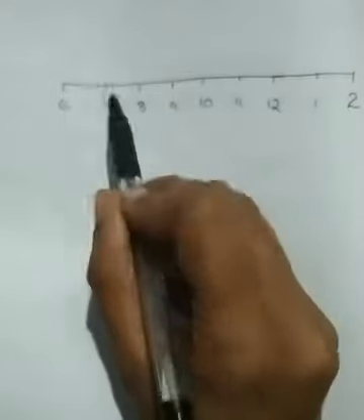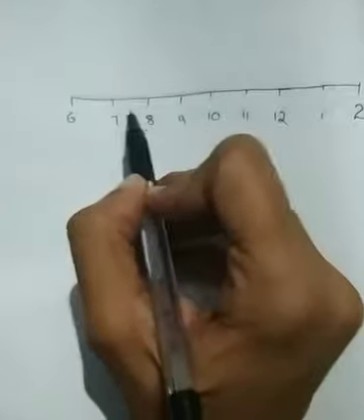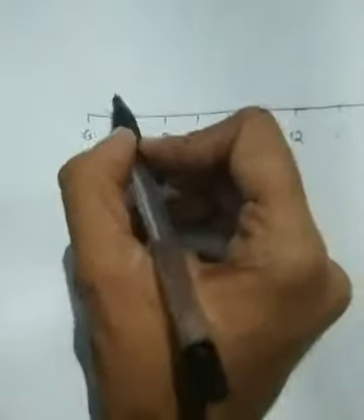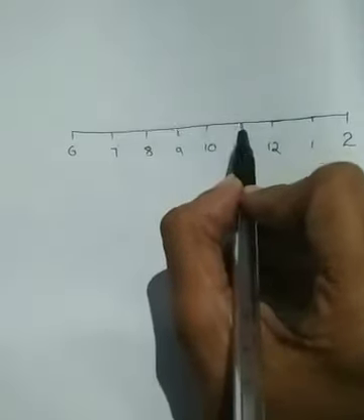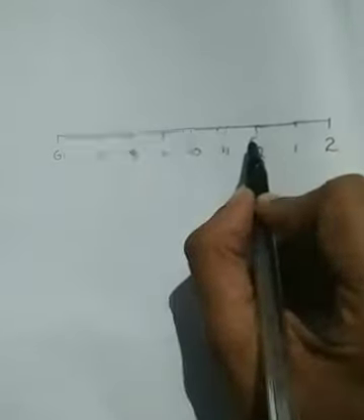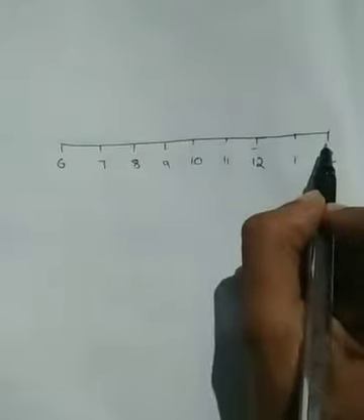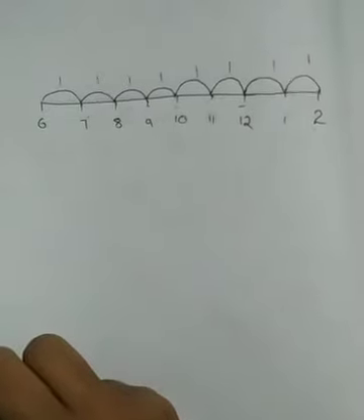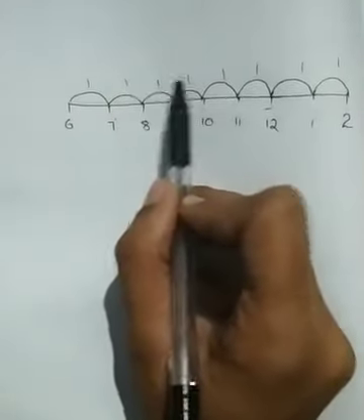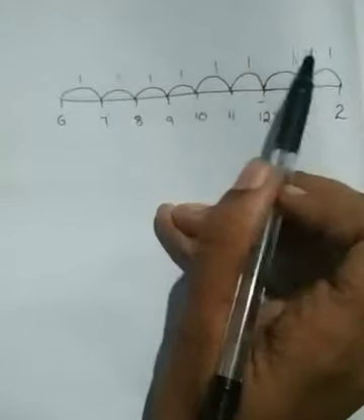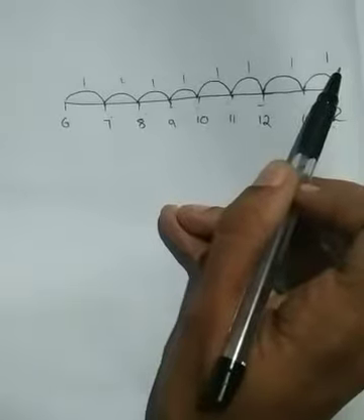Okay, 6 to 7, 1 hour, 7 to 8, 1 hour, 8 to 9, 1 hour, 9 to 10, 1 hour, 10 to 11, 1 hour, 11 to 12, 1 hour, 12 to 1, 1 hour, 1 to 2, 1 hour. So the total working time in the first shift is 1 plus 1, 2, 3, 4, 5, 6, 7, 8. 8 hours.